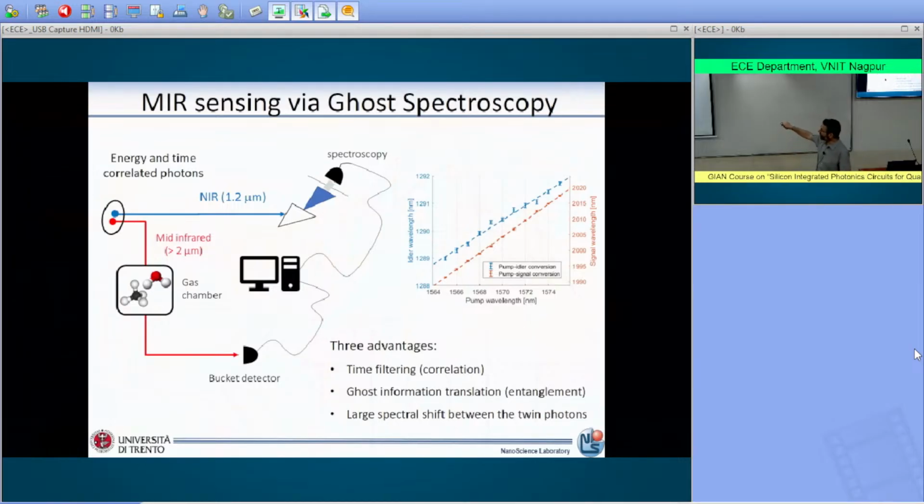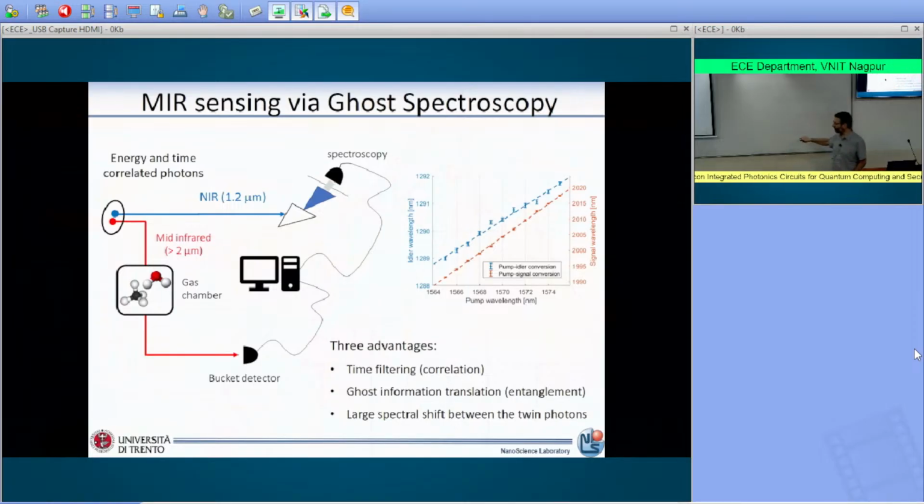And so by using this ghost spectroscopy technique, you have several advantages. The first one is that you are doing a time filtering of the noise. Why a time filtering? Because you are measuring here only when a photon has passed. And so all the noise photons are not taken into account, because only the good photons are considered. The good photons are the ones resulting from the correlated photon pairs.